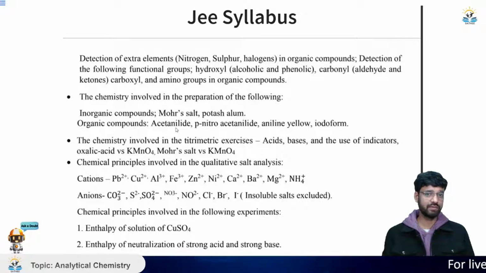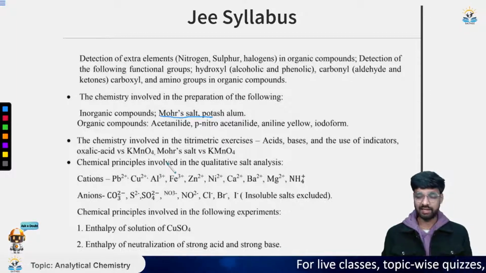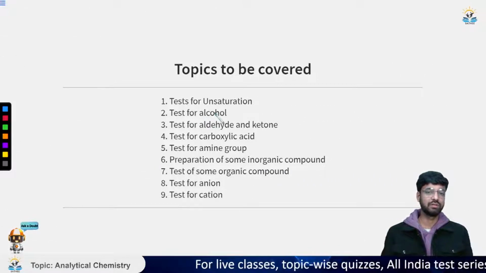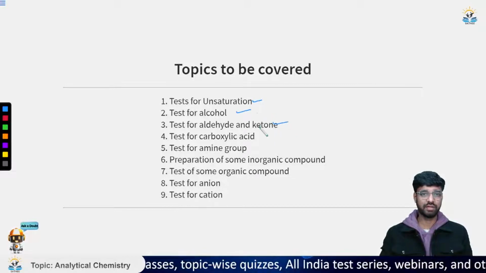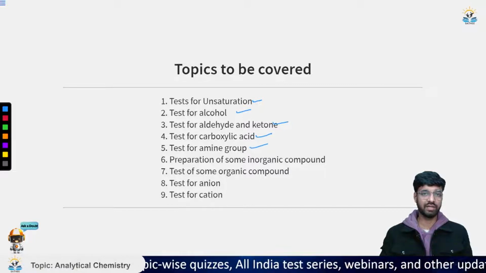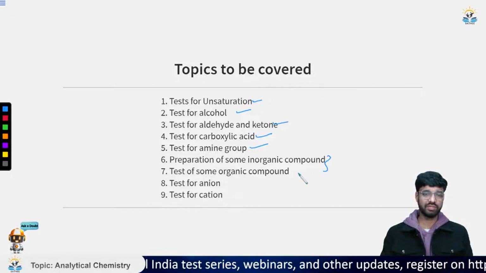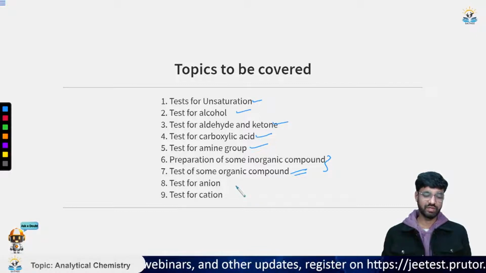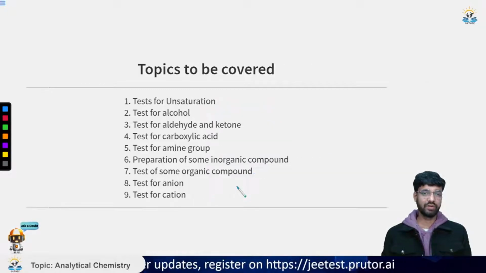Moving to the inorganic part, we have some preparations for inorganic also, like Mohr's salt and potash alum. Then we have the confirmatory test for both cation and anion. So let us see what the chapter looks like. This is the chapter in a more detailed manner. First we will see the test for unsaturation and different functional groups, that is unsaturation, alcohol, aldehyde, ketone, carboxylic acids and amines. Moving on to the preparation, we will see the preparation of some inorganic compounds and some organic compounds. At last, we will do the test for anions and cations, which will include preliminary test and confirmatory test. So let us start our topic.